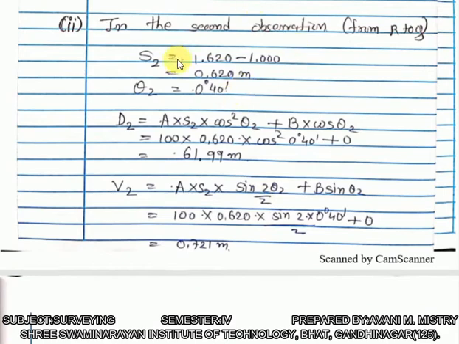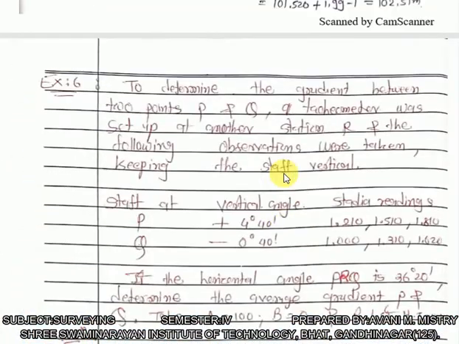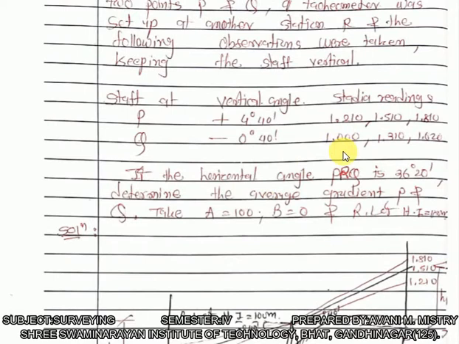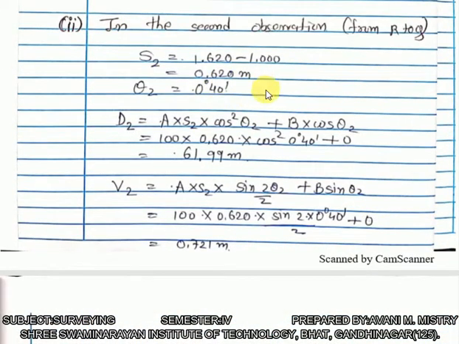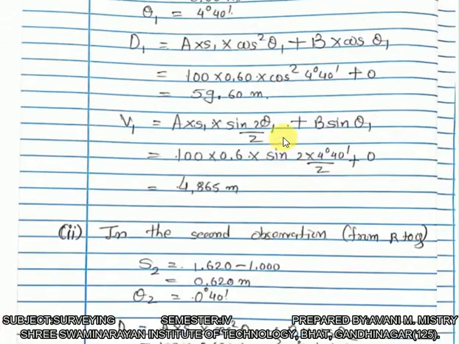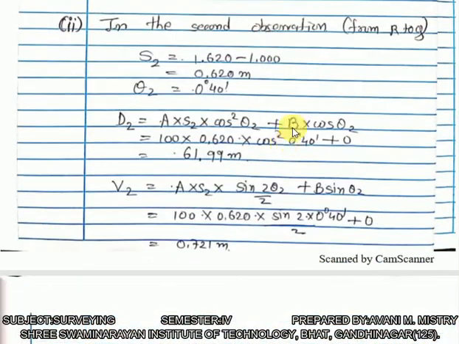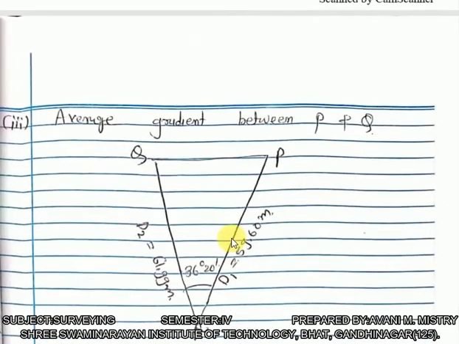In the second observation, we find the value of S2. The value of S2 is found by the difference between the upper hair reading and the lower hair reading. The upper hair reading is 1.620 minus 1, that is 0.620 meter, and theta 2 is given as 0 degree 40 minute. Put all these values in the equations of D2 and V2. We get the value of D2 is equal to 61.990 and V2 is equal to 0.720 meter.